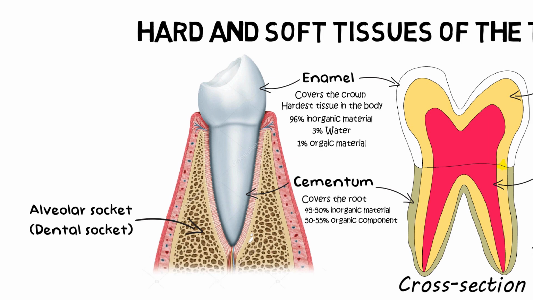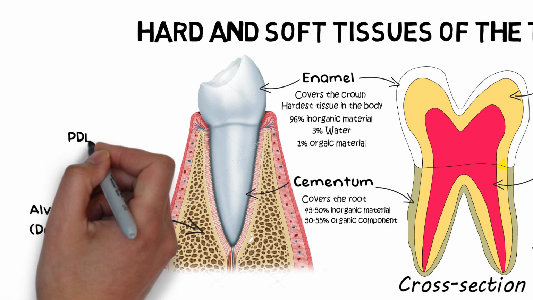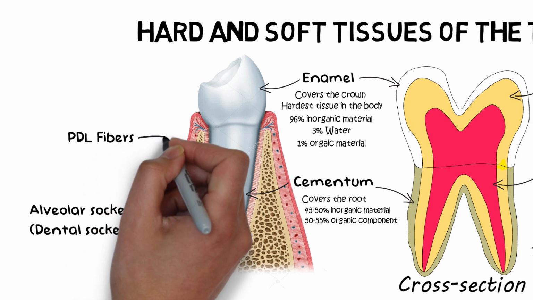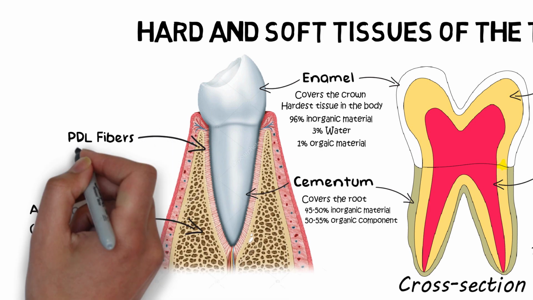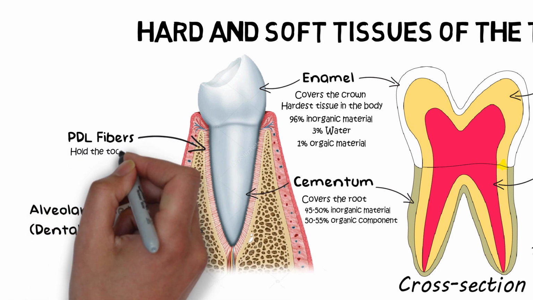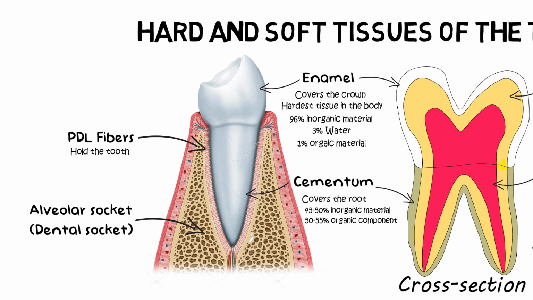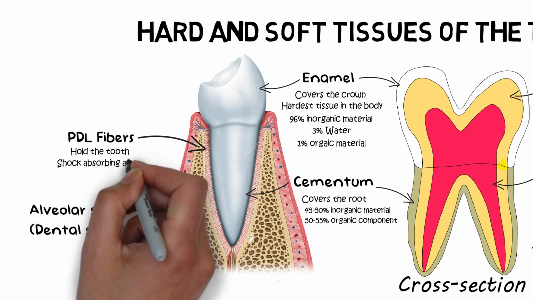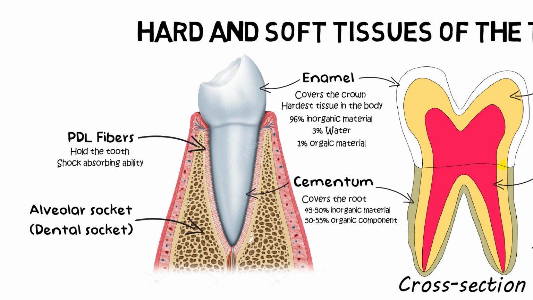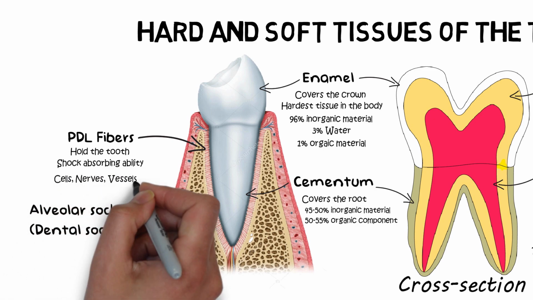But the tooth is not directly in contact with the bone. There is a space or a medium in between. This medium is filled with many fibers. These fibers function to hold the tooth against the bone and provide a kind of shock absorbing ability to the tooth. Along with these fibers, blood vessels and various cells are also present here.